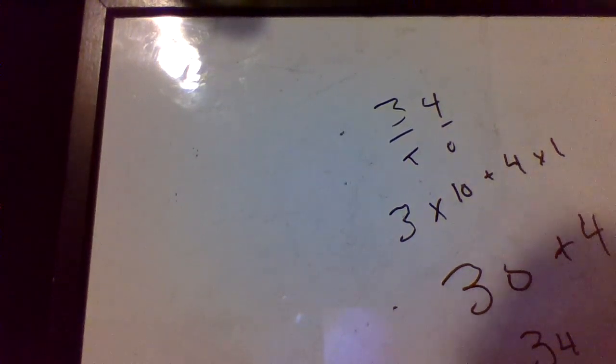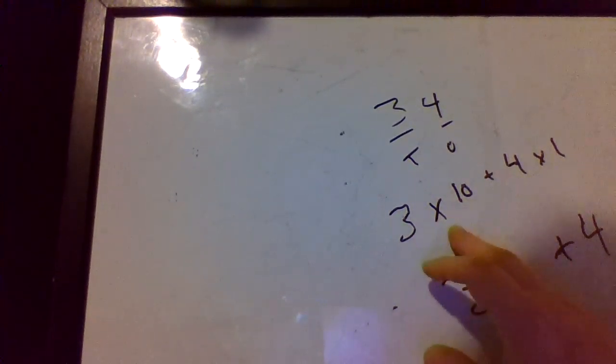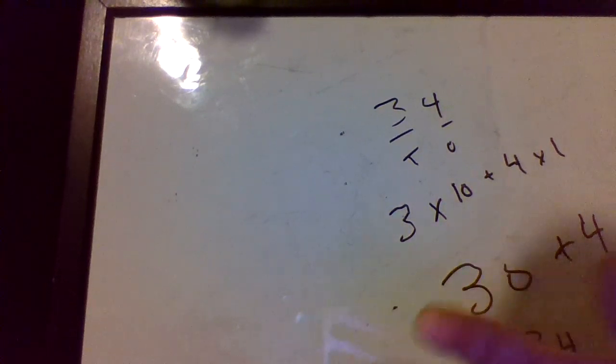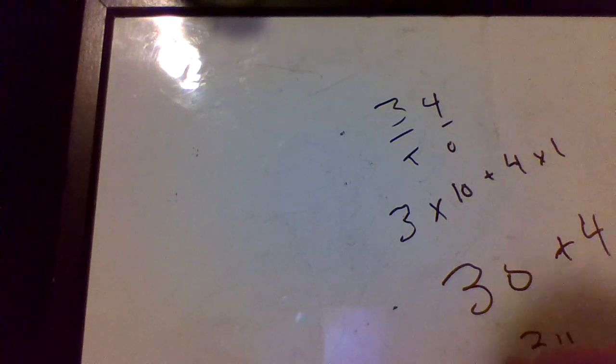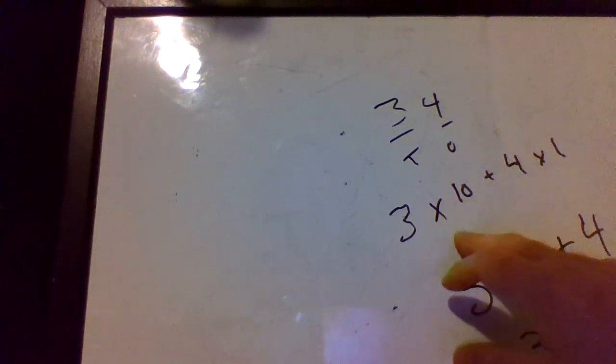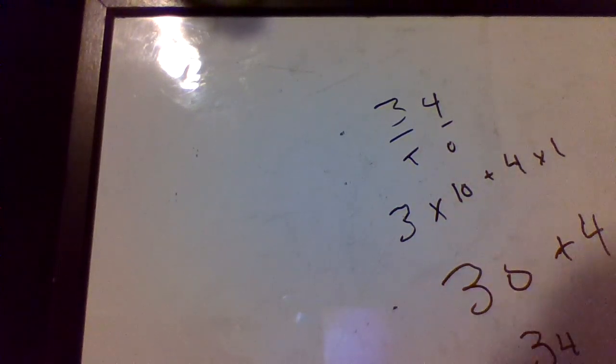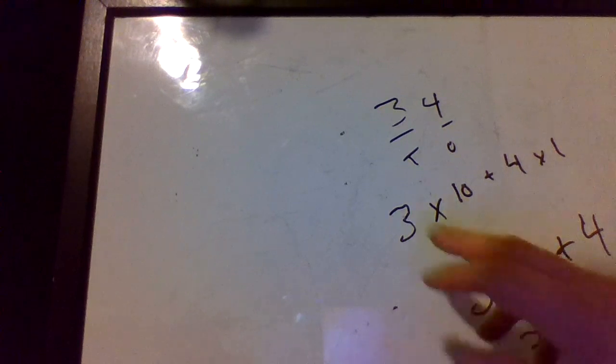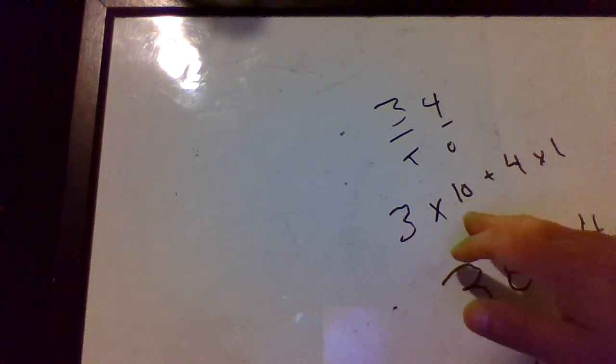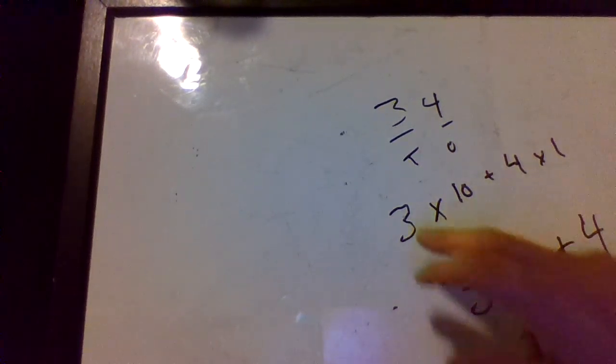So I know that this is a times, but when we're thinking place value, don't think of it as times. Think of it as meaning groups of, which is really what times means. But if you're ever asked to explain this, this is 3 groups of 10, not 3 times 10.